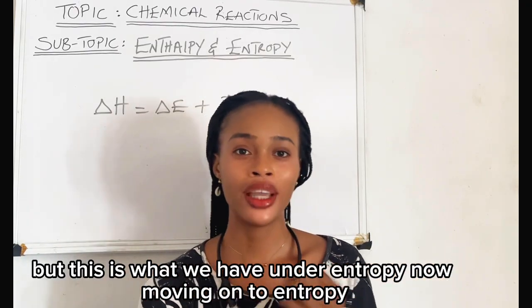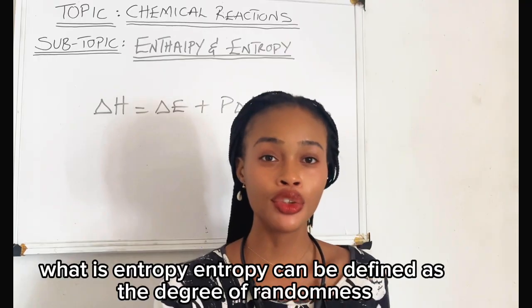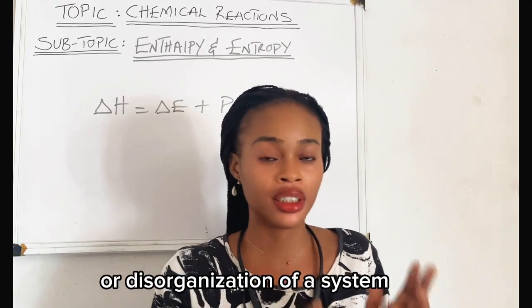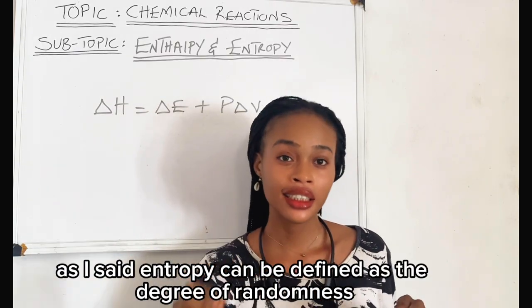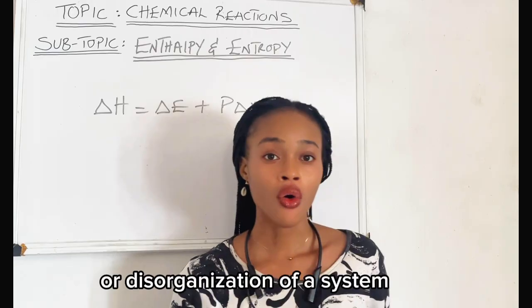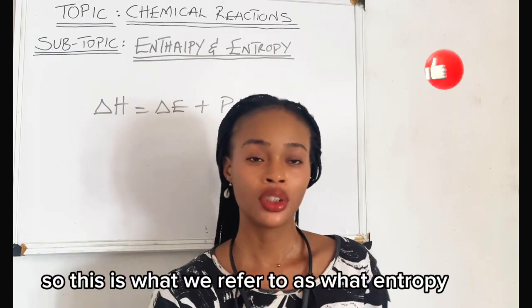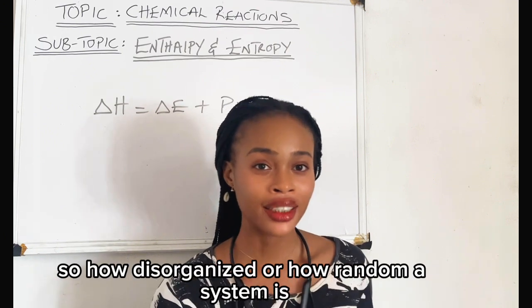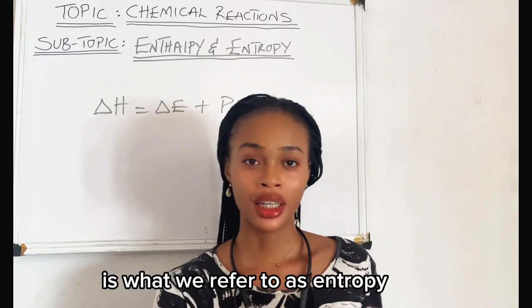Now moving on to entropy. What is entropy? Entropy can be defined as the degree of randomness or disorganization of a system. How disorganized or how random a system is, is what we refer to as entropy.